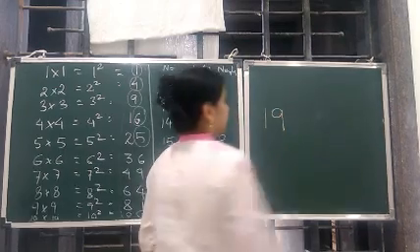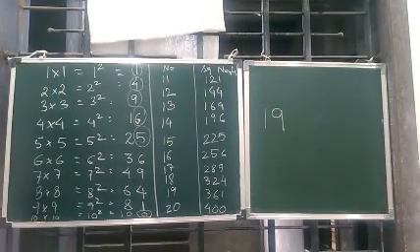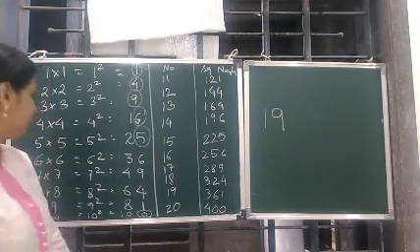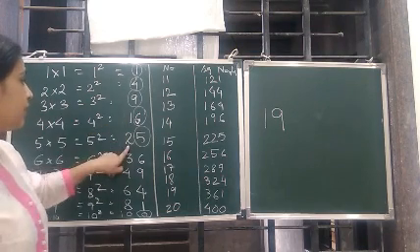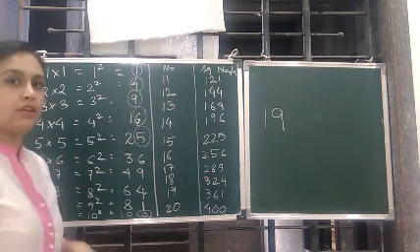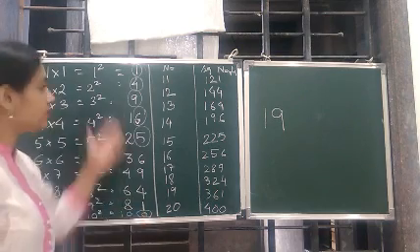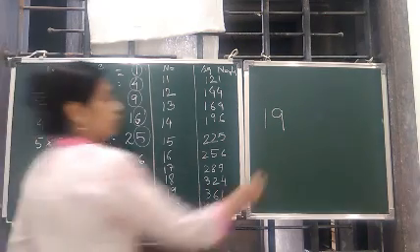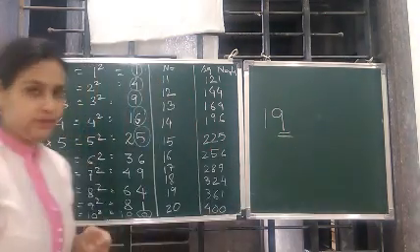Take an example. 19. 19 is ending with 9. Is it a square number? Check. 16 and 25. 19 is not coming. So you cannot say always. Okay, sometimes it is possible, but not always. Clear?